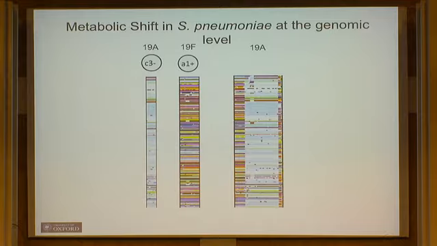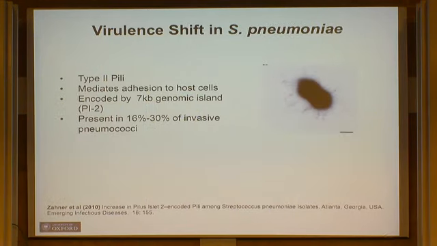You can see how 19A has now acquired, this is 19A before vaccination, and 19A post-vaccination still contains some of its original type, but also some of the metabolic type of 19F has shifted over to 19A. So you can see that in the whole genome.